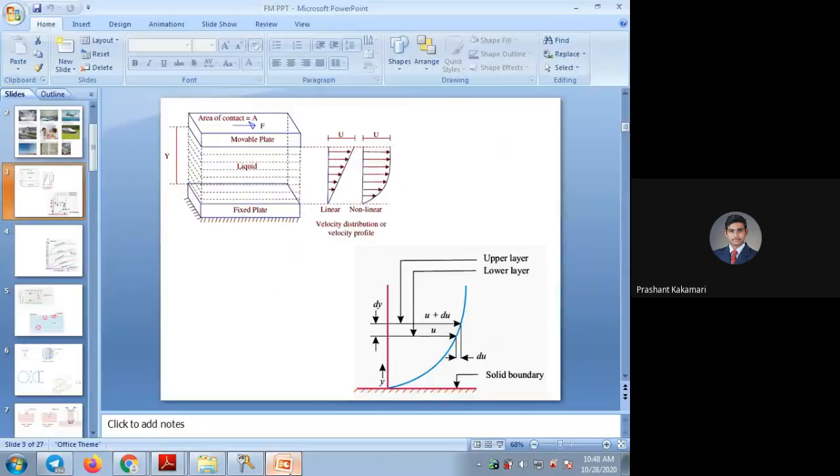Now here, it is shown only between these two plates. If you take a pipe, what will happen? The velocity will be maximum at the center point, and if you continue this profile to the other end of the pipe, the other radius of the pipe, it will again follow the same profile. So it will be maximum at the center. It will be zero at the surface of the pipe, or the inner surface of the pipe.